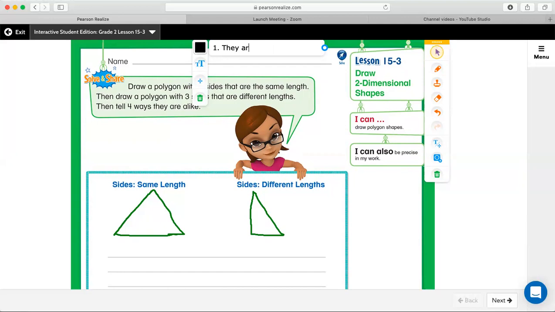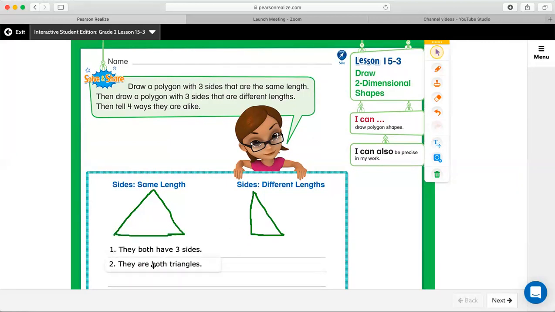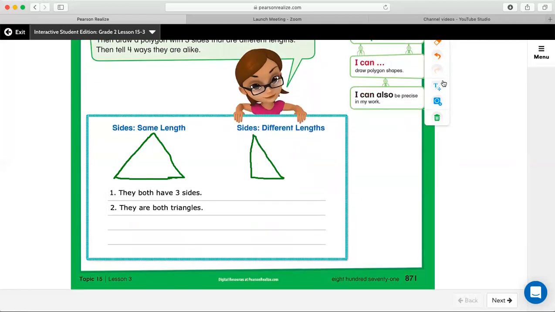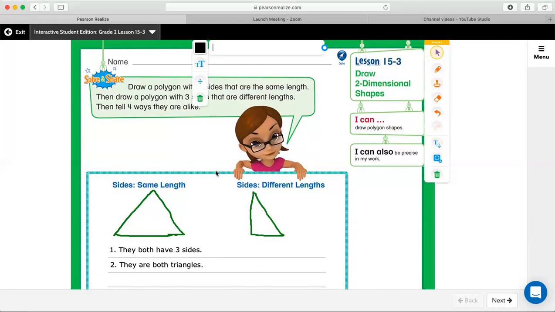they both have three sides. Right? They both have three sides. Okay, that's one way that they're alike. Let's see if we can find another way. What else do they have? They are both triangles. Okay, they might look a little different because one has equal sides, one does not, but they're still both triangles.